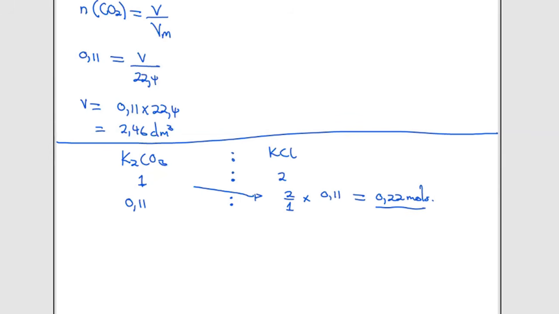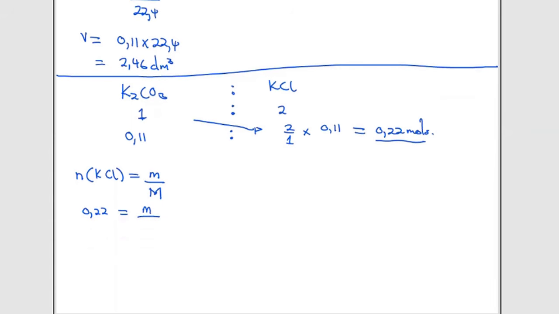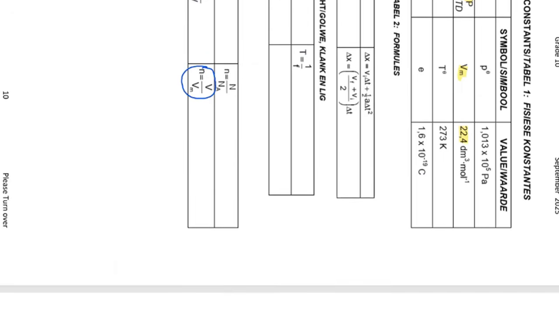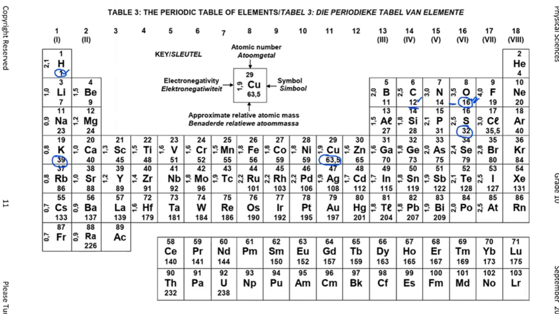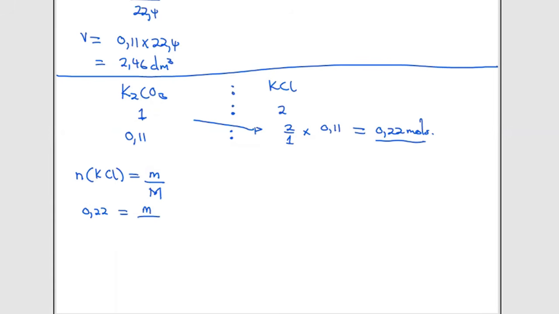Then after that, I can say the number of moles of KCl, for us to calculate our mass, is equivalent to m over M, right? So the number of moles I already have, which is 0.22. Therefore I'm going to say 0.22 is equivalent to the mass that we're looking for over M, the molar mass of KCl. We're going to refer to the periodic table real quick. The molar mass for potassium, K, is 39. You can see it's 39. And then chlorine, Cl, is going to be our 35.5.